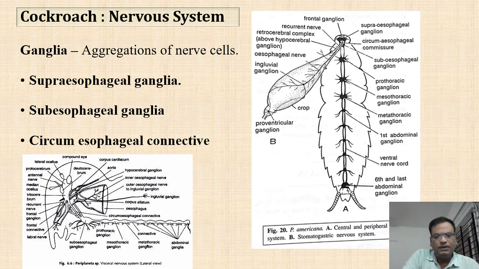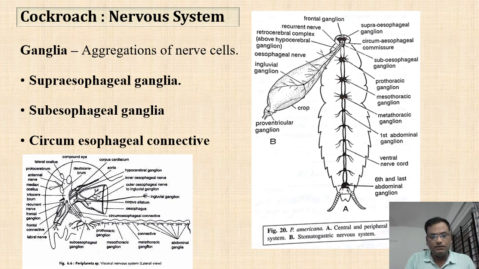Now, ganglia. What is ganglia? I already mentioned. Ganglia can be defined as aggregation of nerve cells. So when large number of nerve cells group together to form a mass of cells, nerve cells, that structure can be called ganglia. You can compare the ganglia with the brain of higher animals. In the higher animals, we use the term brain. So ganglia is nothing but brain of the cockroach or brain of the lower organisms like insects.